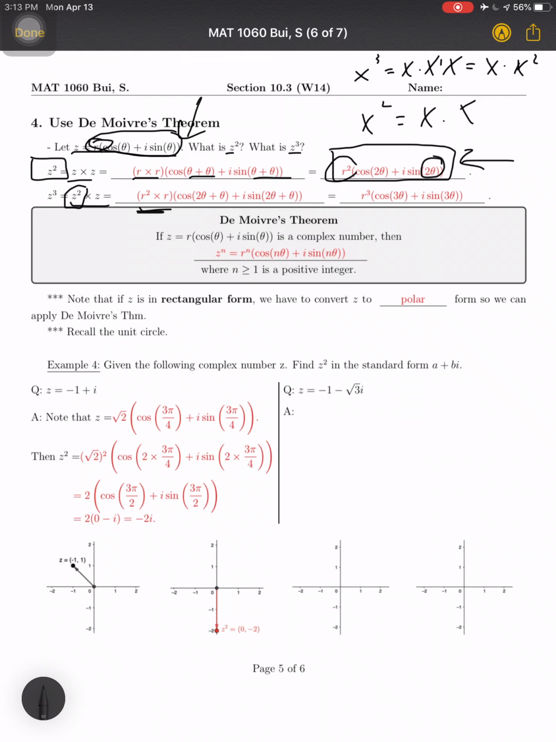Give me one second. My pen is out of battery for some weird reason.